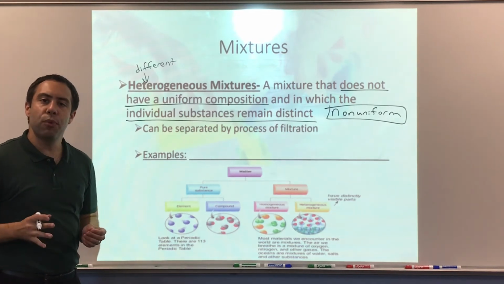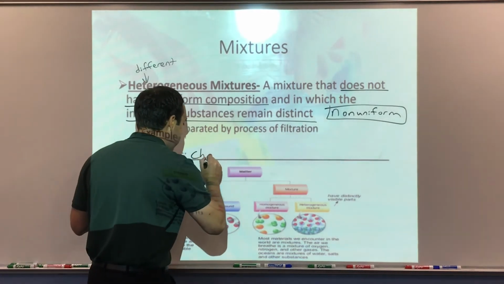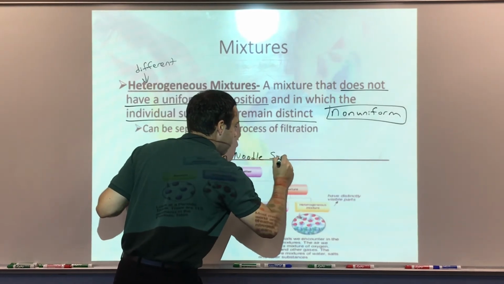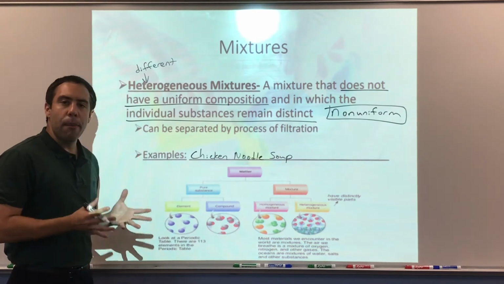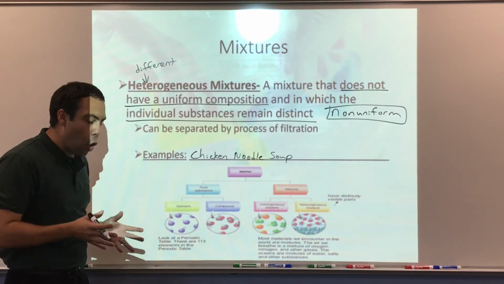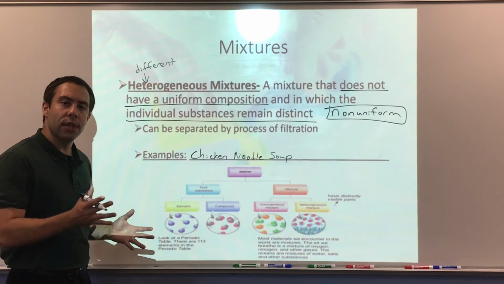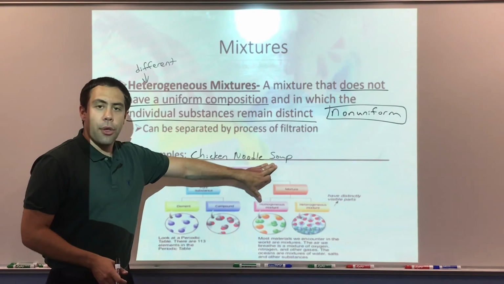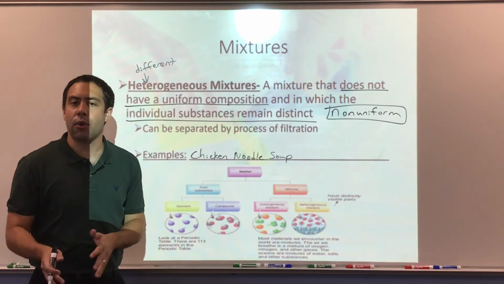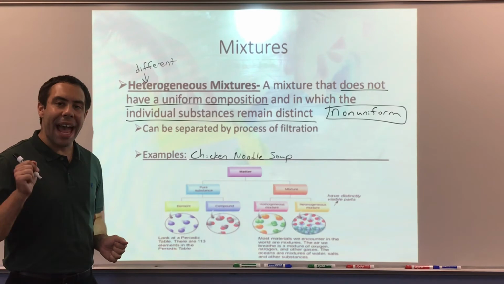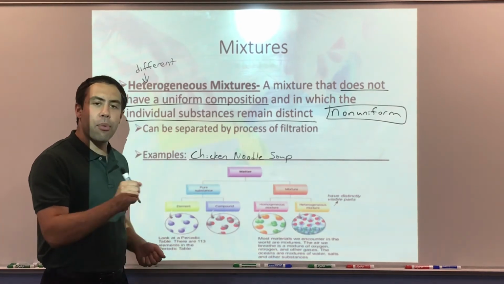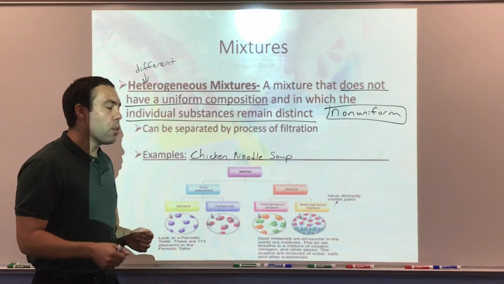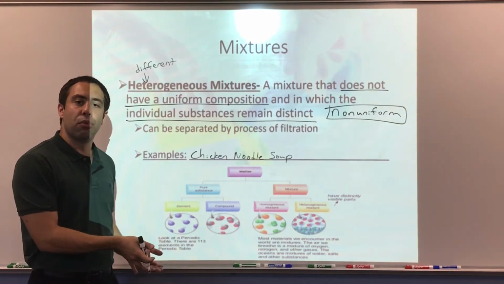A great example would be chicken noodle soup. If you had a bowl of chicken noodle soup, you can see all of the distinct components of that chicken noodle soup. You see the chicken, you see the noodles, and you see the broth. Maybe you have some carrots in there, some celery, some cheese. And you can actually take your spoon and separate the different components of that chicken noodle soup. You can pull out the chicken, then you can pull out the noodles, the celery, the carrots, and you're left with the broth in the bowl.